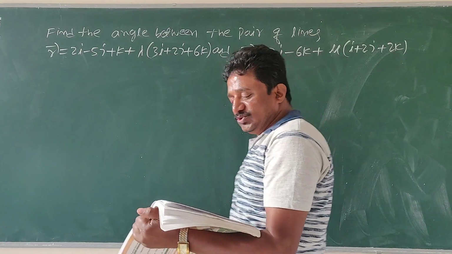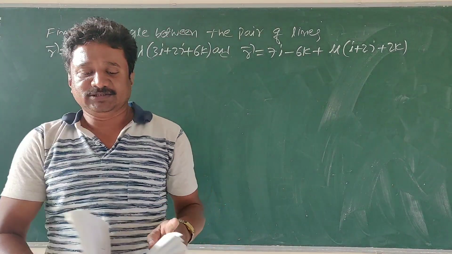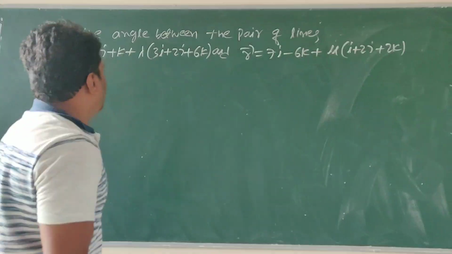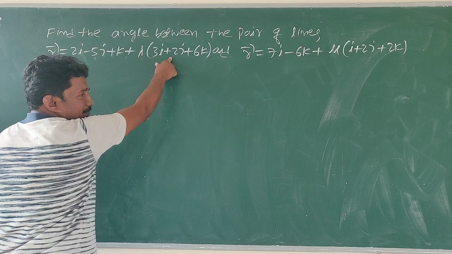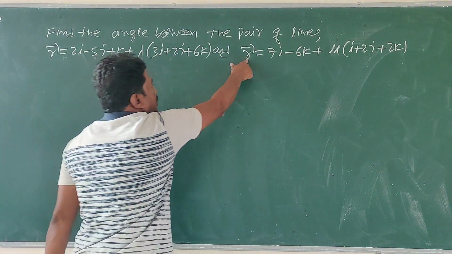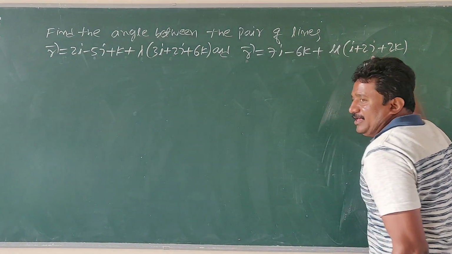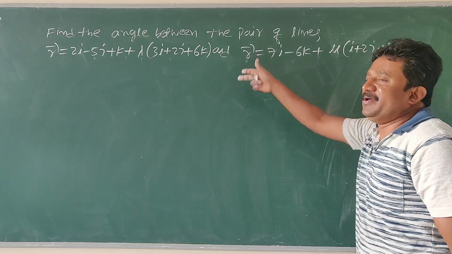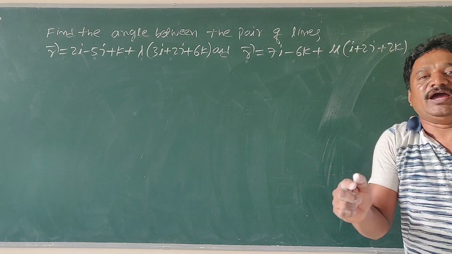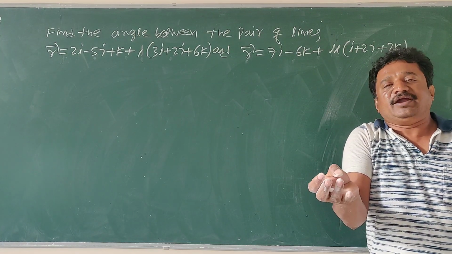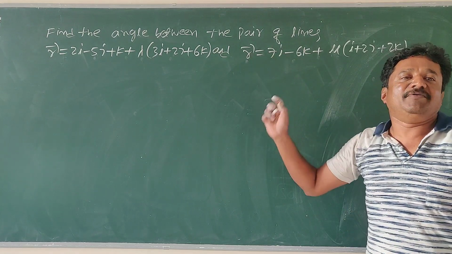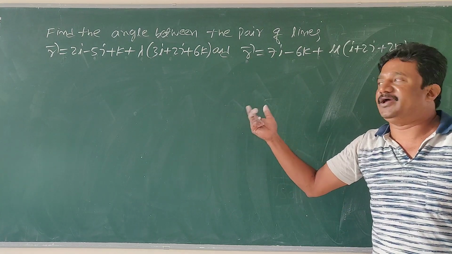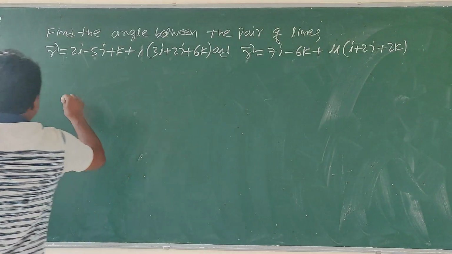So again it is so easy question. Solve that, students. R equals a plus lambda b, I am getting b1. R equals a plus mu b, I am getting b2. To find out the angle, vector b1 and vector b2 are required. Collect b1 and b2, write the formula and simplify. So tell me b1.